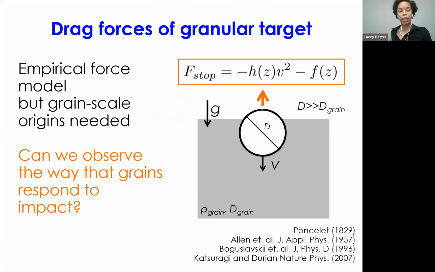So now that we've been able to use these simple experiments of a sphere dropped into sand as a way of learning more about the dissipation in granular media, we have this nice empirical force model. But that doesn't quite get at what our ultimate goal is in the experiments, which was to learn more about the grain scale origin of these force laws. So it would be really nice if we could do experiments that would actually give us a chance to see how the grains are responding to impact, and then allow us to connect this empirical law to a stronger description of the behavior of granular media.